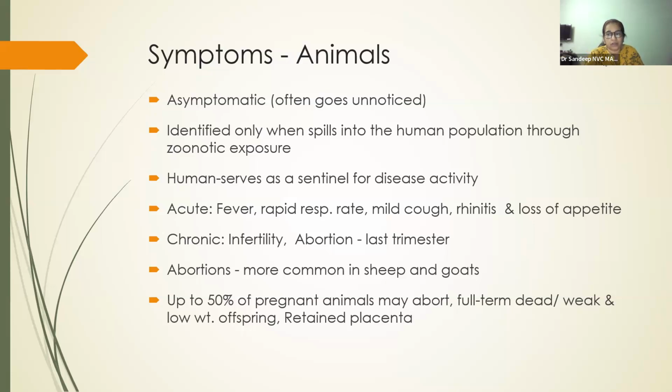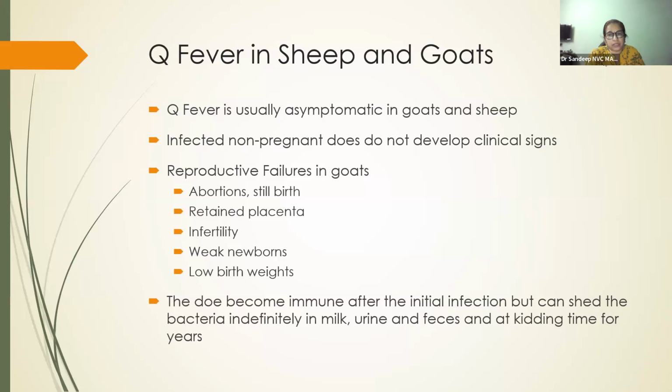Sometimes full-term dead or weak offspring, or sometimes low-weight offspring, sometimes retained placentas also. It is usually asymptomatic in goats and sheep. Infected non-pregnant does do not develop any type of clinical signs. A healthy animal can also shed. Once an animal has some type of Q fever infection, the infection can be lifelong.